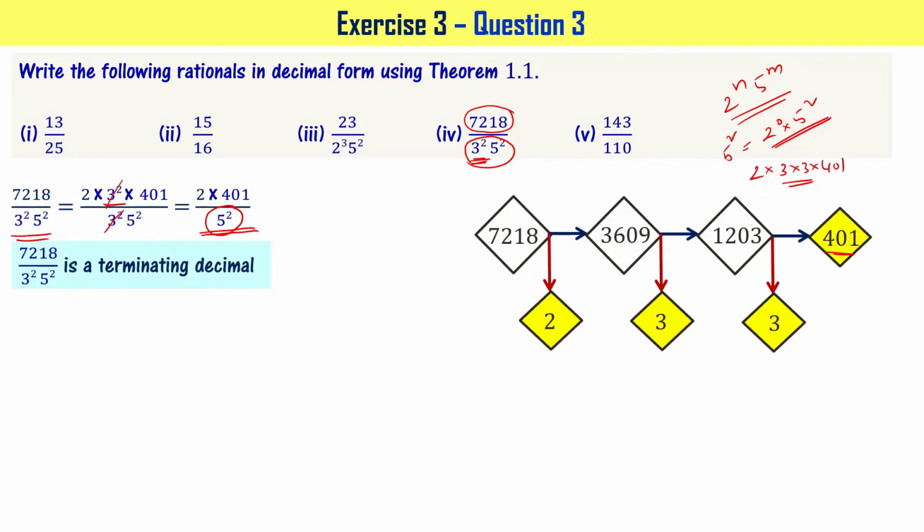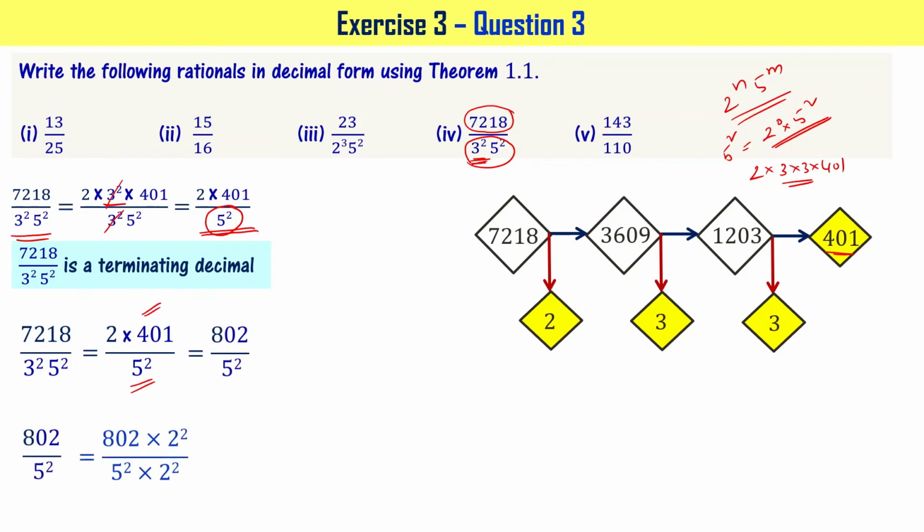When you have a terminating decimal, it is fairly easy for us to write the decimal form. For that, let me write 7218 divided by 3 square times 5 square as 2 times 401 divided by 5 square. Now let me multiply both the denominator and numerator with 2 square. Okay, why are we doing this? When I multiply 5 square with 2 square, I am going to get the denominator as 10 square, right? For that reason, we are doing it.